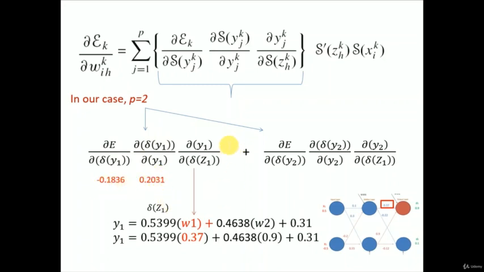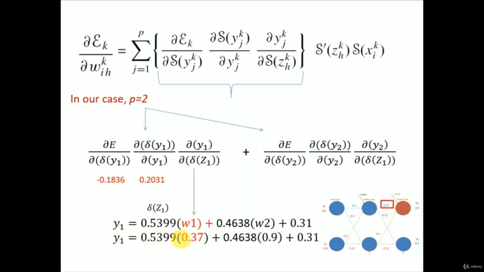And now here is the difference. So y1, if you take the equation of y1, which is the net input value to this output neuron, it's going to be equal to w1 times 0.5399, which is the output of this hidden neuron, plus 0.4638, which is the output of this second hidden neuron, times w2, which is this red weight right here, and finally plus the bias, which is 0.31. So this is the equation of the net input value coming to the output neuron.